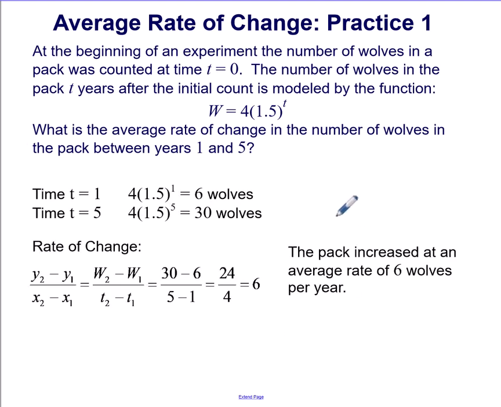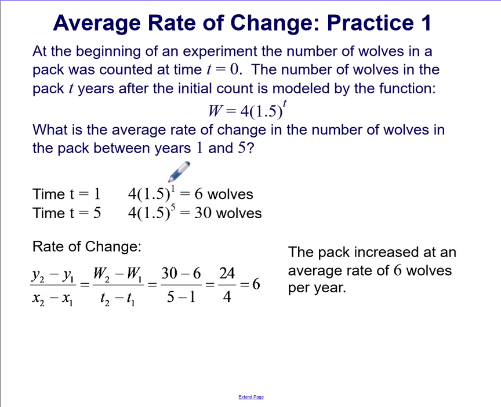And welcome back. Okay, let's see how you did. So we do know that the time is going to be 1 and 5 because we're looking for the average rate of change in the number of wolves in the pack in years 1 and 5. So T, our initial value, will be 1. So we plug this into our equation.